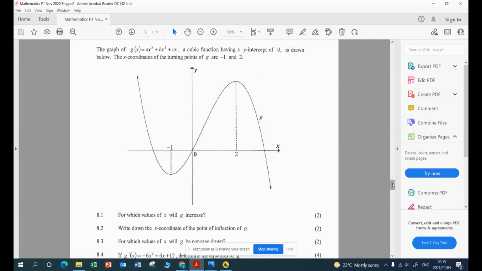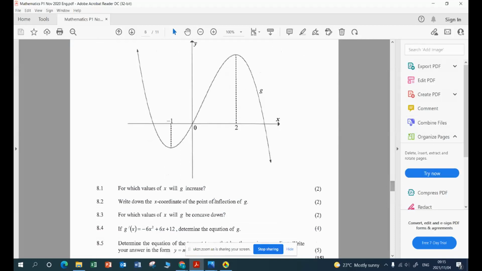And what is the midpoint there? You add the two x coordinates, 2 and -1, and divide by 2. So the x coordinate of the point of inflection is 1, somewhere there. Now, for which values of x will g be concave down?